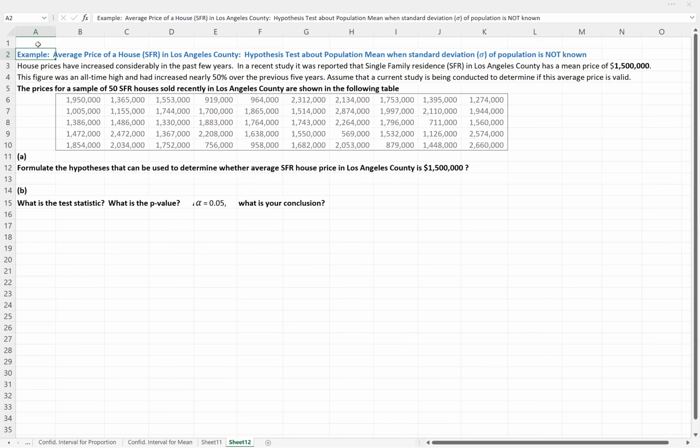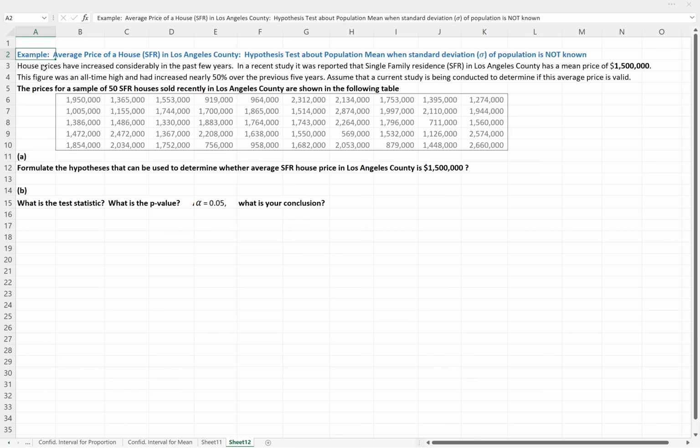This example shows you how you can do the hypothesis testing about the population mean when the standard deviation of the population is not known, and we are going to use Excel for this. A good example is the average price of a house or single-family residence, SFR, in Los Angeles County. We are doing a hypothesis test about the population mean, which means the average price of the population of single-family residences or houses in Los Angeles County when we don't know the standard deviation or sigma of this population. So we don't know that.